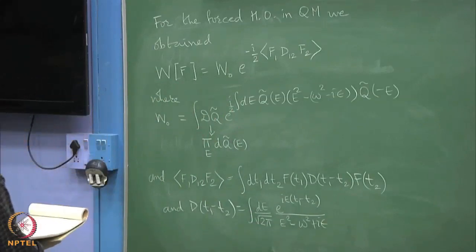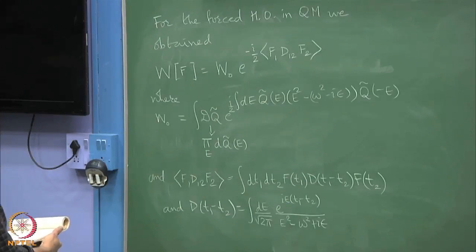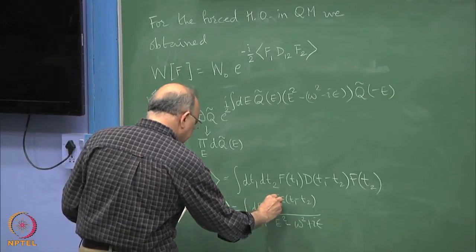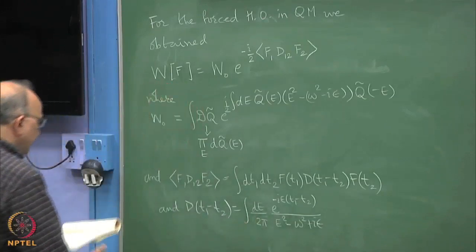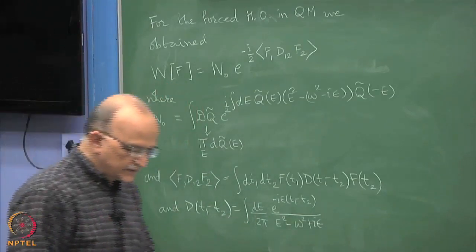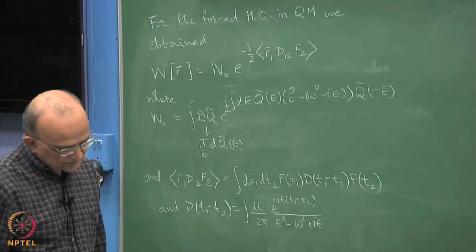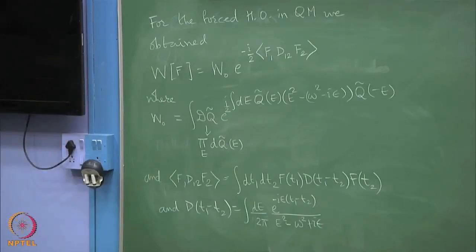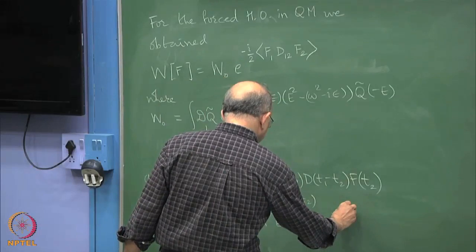The only thing is the sign in D, and it's not a square root because, okay, T1 minus T2, there is a minus sign. Right. The square root is in the Fourier transform definition, but here it is not there. And E squared minus omega squared plus i epsilon. Right. So everyone knows all this, and you know that this boils down to theta.